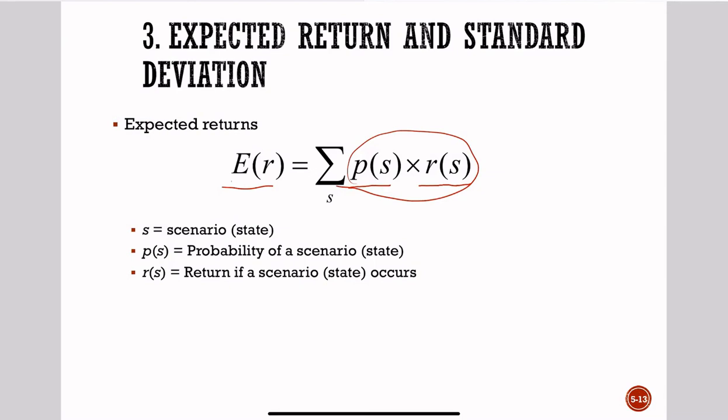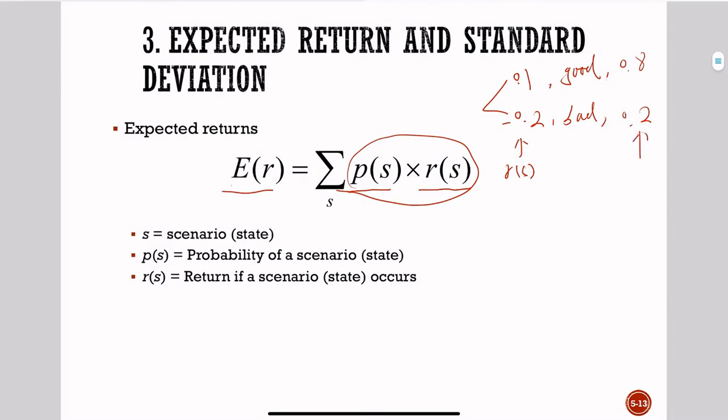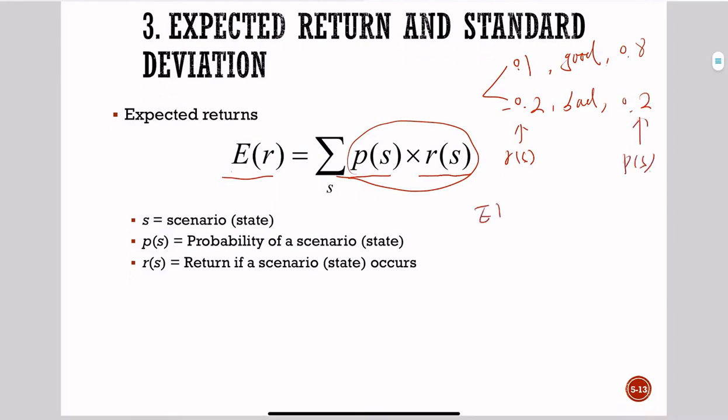So let's say your return is 0.1 if it's a good state, and your return is minus 0.2 if it's a bad state. And let's say the probability of good is 0.8 and the probability of bad is 0.2. So you can see that these are the Rs and these are the Ps. Then the expected return is essentially 0.1 times 0.8 plus minus 0.2 times 0.2, right?